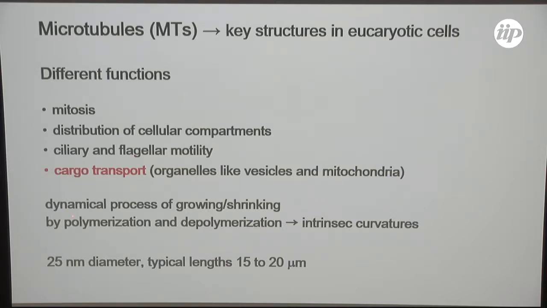The microtubules are also dynamical structures. They are all the time growing and shrinking, built and destroyed by polymerization and depolymerization. Of course, this process sometimes puts some intrinsic curvature in these tubes. As I said, they have around 25 nanometers diameter. They are a kind of cylinder, but a hollow cylinder, with an internal diameter around 14 nanometers. They could be shorter or a bit longer, but their typical lengths are around 20 micrometers, more or less the radius of a typical cell.